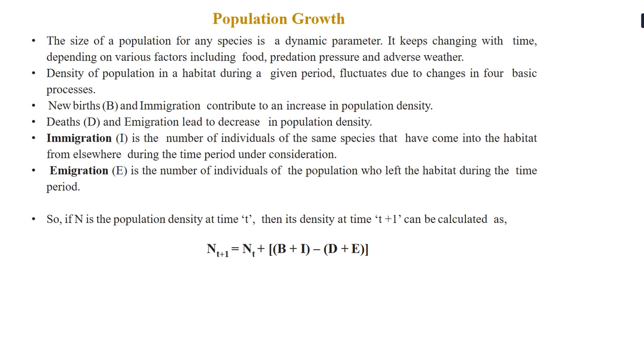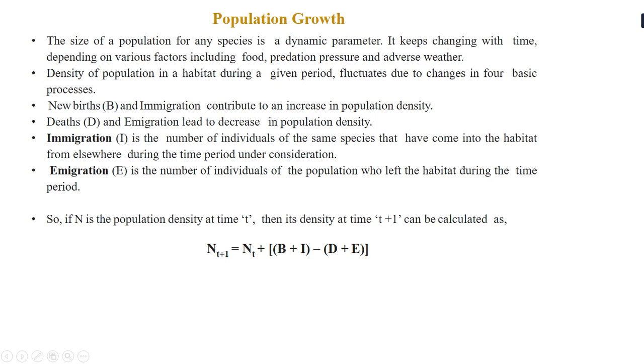If there is new birth taking place, that is denoted as B, or if there is immigration. What is immigration? It is the number of individuals of the same species that have come to a particular habitat from some other habitat. They are immigrating to a particular population, coming and staying there. So this is one process. If there is new birth and if there is immigration, this contributes to the increase in population because there is adding of individuals in these two cases. New individuals are introduced into a population.